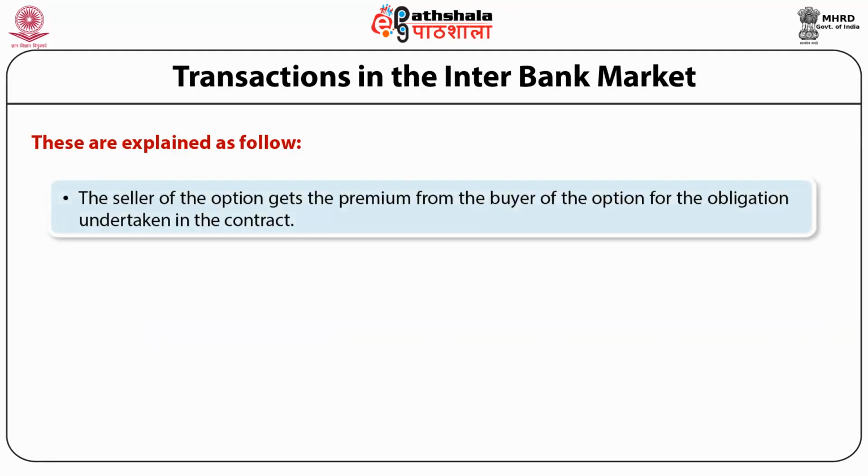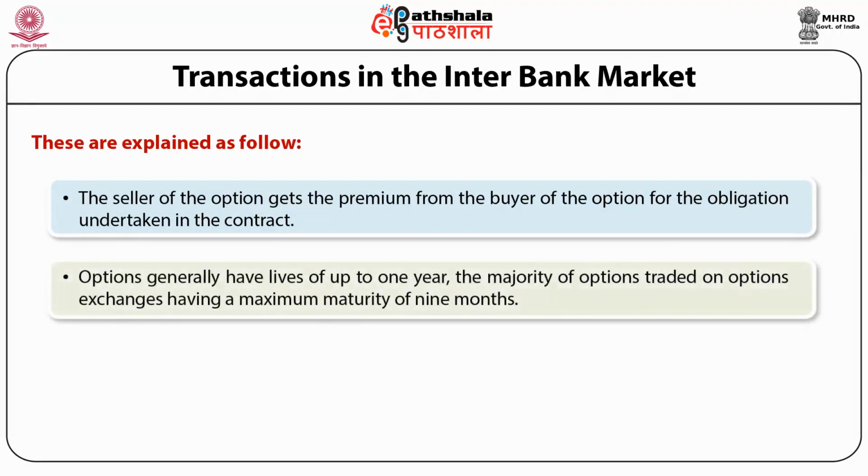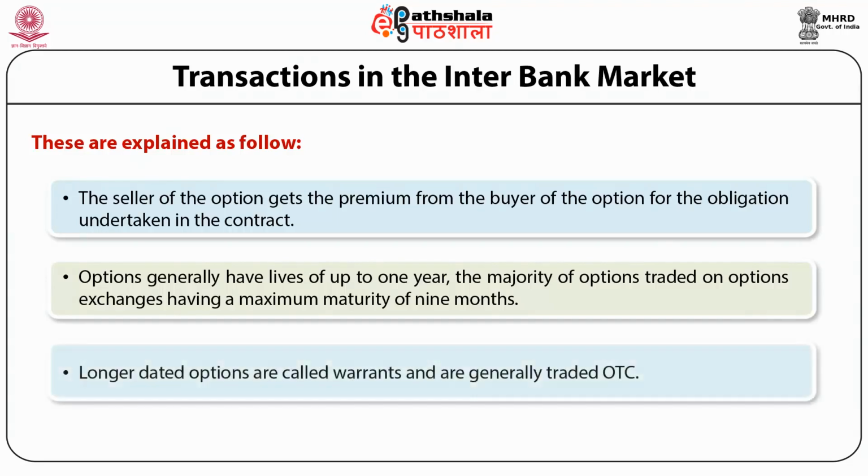The seller of the option gets the premium from the buyer of the option for the obligation undertaken in the contract. Options generally have lives up to 1 year. The majority of the options traded on the options exchange have a maximum maturity of 9 months. Longer dated options are called warrants and are generally traded over the counter.